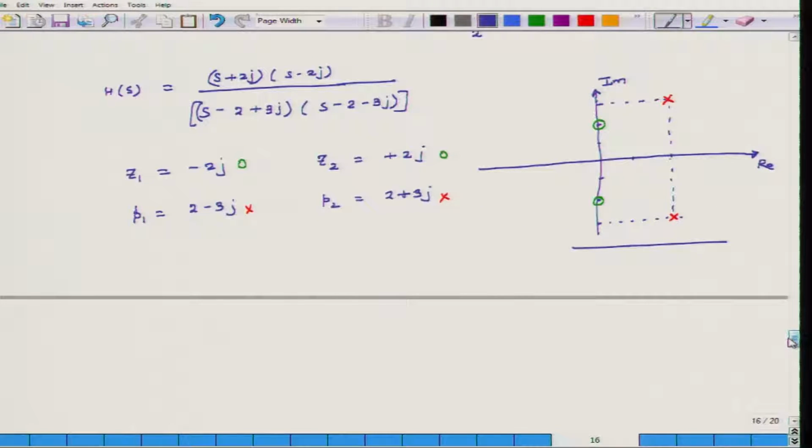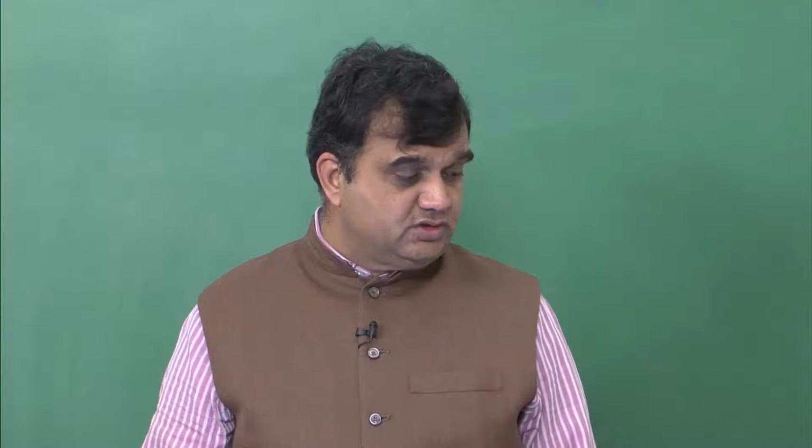That completes our discussion on pole-zero plots. The next thing we are going to discuss is Bode plots, and I think it will be better that we start it tomorrow. With this we conclude the discussion for today, and tomorrow and the day after, in the next 2 classes, we will cover the concept of Bode plots.